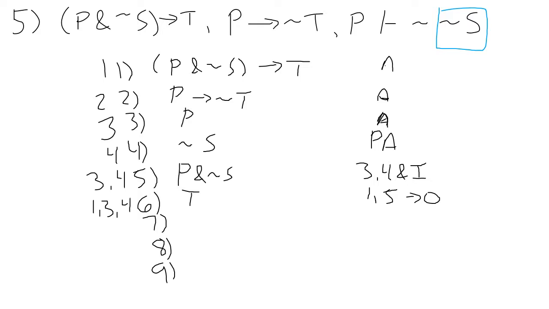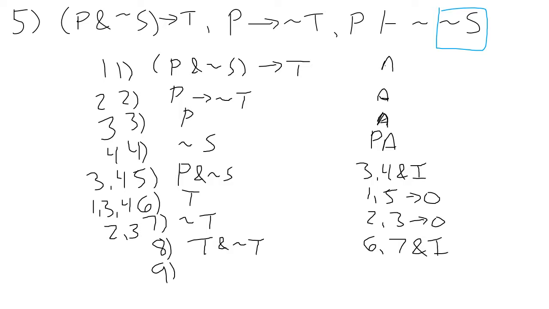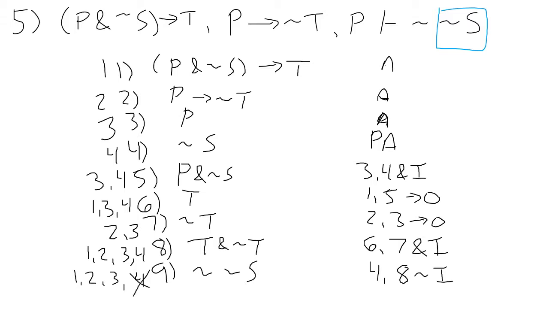Now I can take just the regular P and put it into 2 to get not T from 2 and 3, arrow out. 1 and, oops, sorry, nope, 2 and 3. And now I've got a contradiction with T and not T from 6 and 7, ampersand in. 6 and 7 is 1, 2, 3, and 4. And then now I've got a contradiction. It depends upon my PA, so I can add an extra tilde in there. So that's going to be from 4 and 8, tilde in, 2, 3, 4. The 4 drops out because that's my PA number, so it's just 1, 2, and 3.